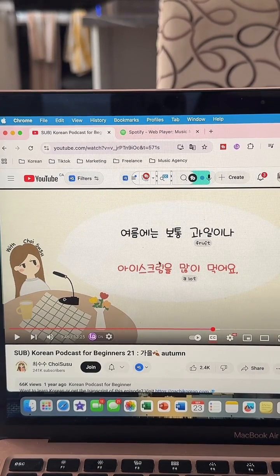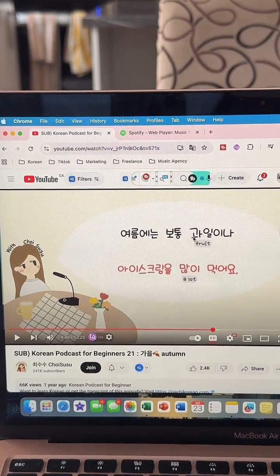So 아이스크림. This is the Korean way of saying ice cream. And then we have 많이, which is from the verb 많다, to be many, to be a lot. This one is quite easy to remember as it sounds almost the same as many in English. And then we have 먹어요, which is from the verb 먹다, to eat. So it is saying that in the summertime, usually, you eat a lot of ice cream or fruit.